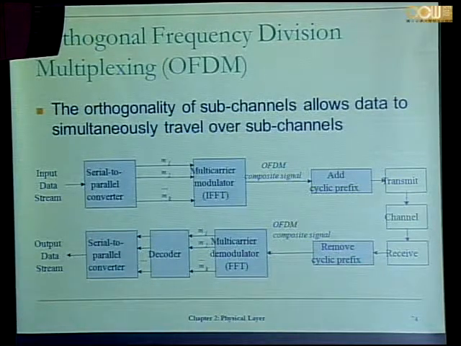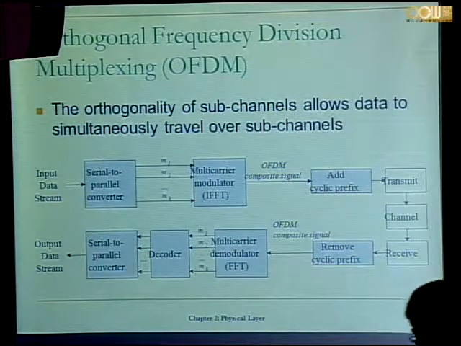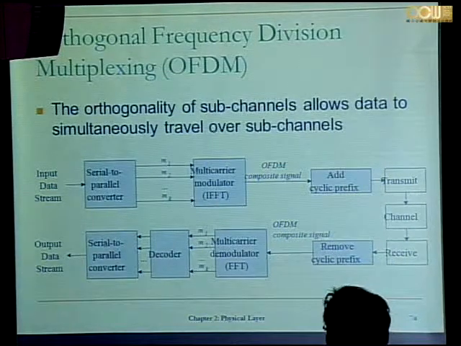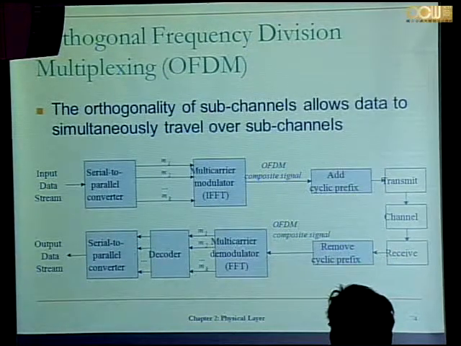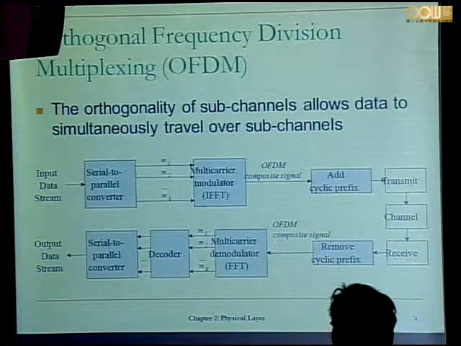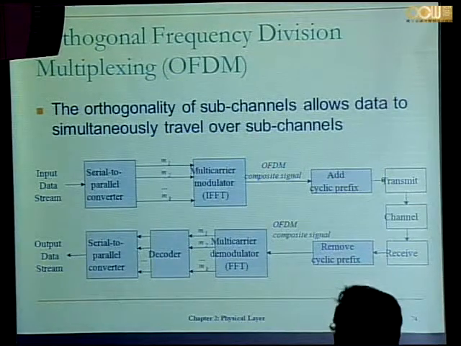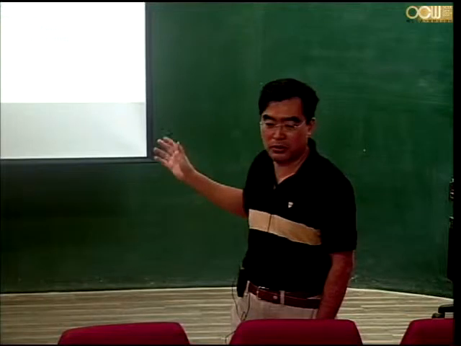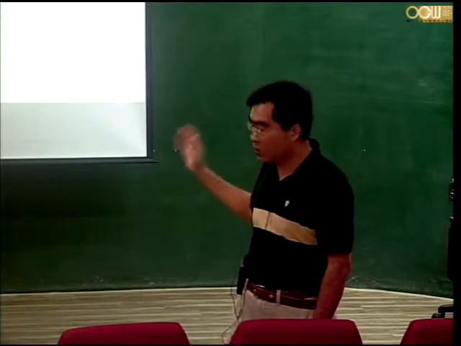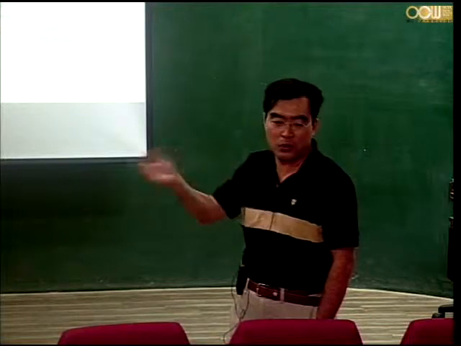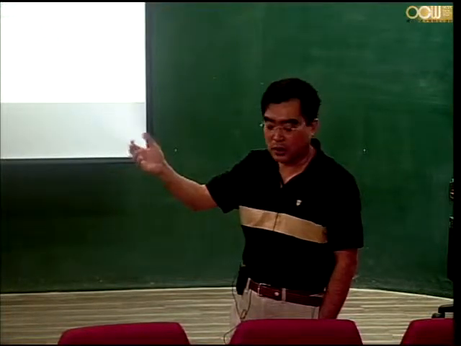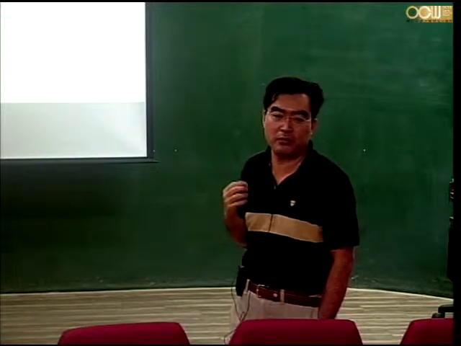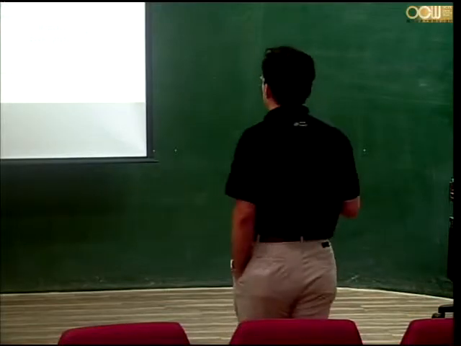However, for multiple carriers to work in parallel, there's a property that needs to be observed. It says that orthogonality of subchannels allows data to simultaneously travel over subchannels. So the carriers need to be orthogonal to each other. So here we see orthogonal again. And again, orthogonal is a clear 0-1 separation. So the number of carriers will be limited again in OFDM.